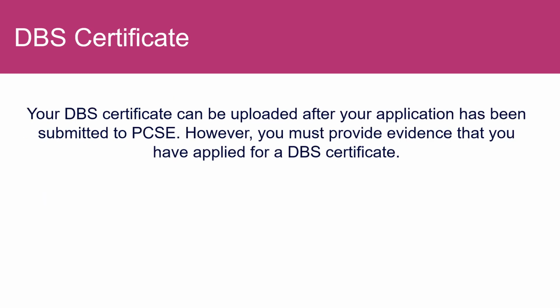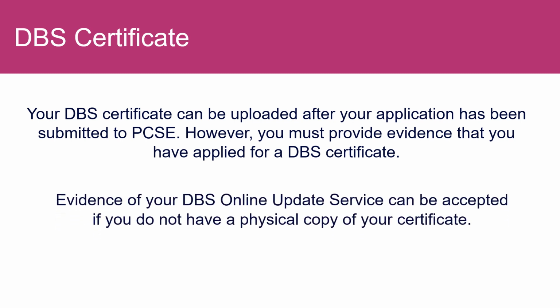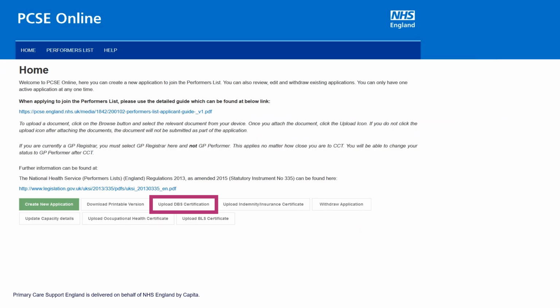Your DBS certificate can be uploaded after your application has been submitted to PCSE. However, you must provide evidence that you have at least applied for your DBS certificate, and to evidence this, you must provide the DBS tracking number within your application. If you are unable to provide a physical copy of your DBS certificate, but have included that certificate within the DBS Online update service, then you can simply provide evidence of this in place of your DBS certificate. If you have submitted your application to PCSE without your DBS certificate, simply log in to the PCSE Online account once you receive your certificate and click Upload DBS Certificate. This will then give you the option to upload your document.